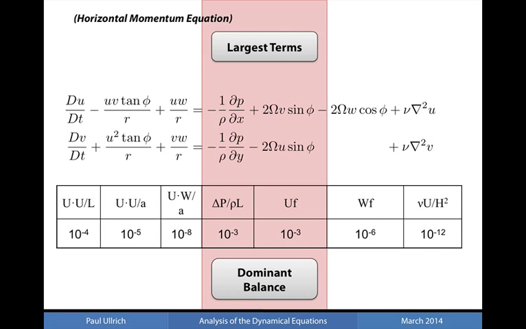You'll notice immediately that there is a dominant balance. That is, there are these two terms in these equations which are of the same magnitude as one another and are larger than all the other terms within the equation. These terms are the pressure gradient force and the horizontal Coriolis force. These two terms must balance each other out in these equations in order for equality to hold.